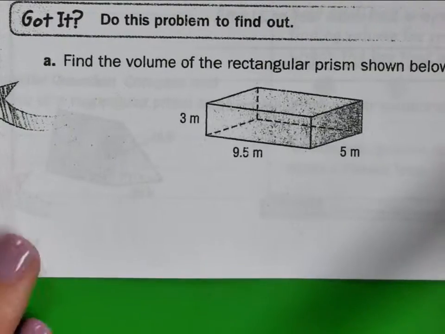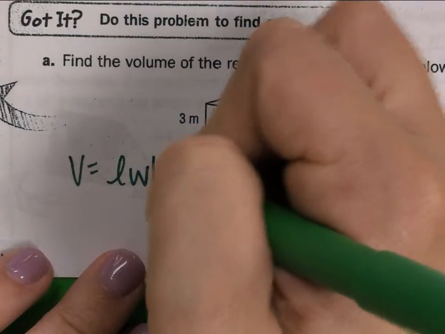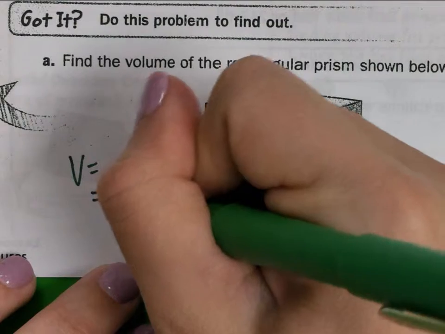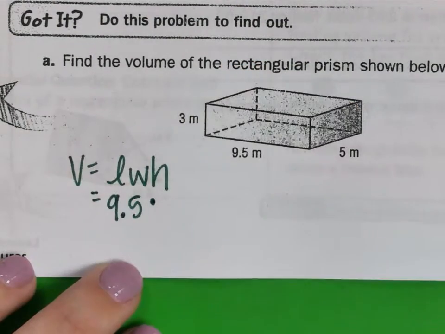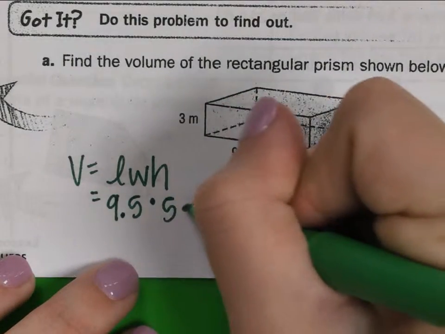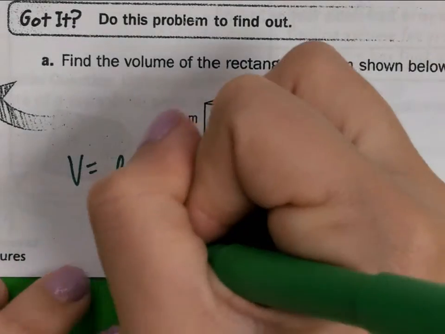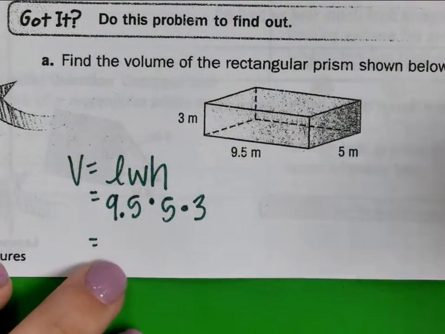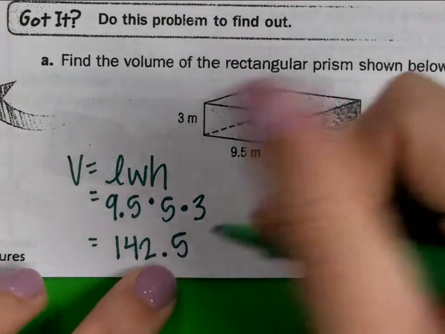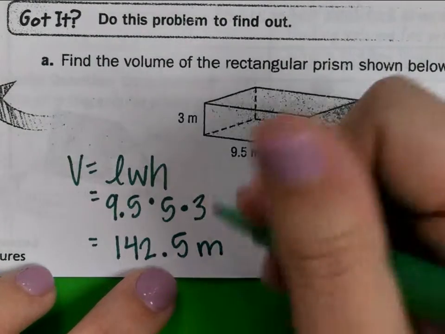So what about A? I want to find the volume, so that means I'm finding length times width times height. So what is my length? 9.5. What is my width? 5. And what is my height? 3. So now multiply all three of those numbers together. 142.5. 142.5 what? Meters. Squared? Meters to the third, so meters cubed.